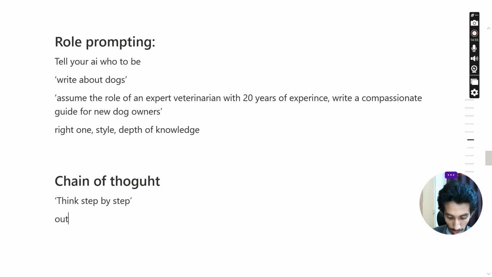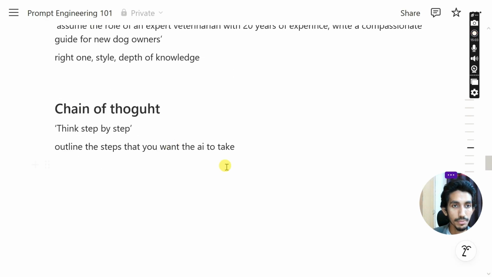We can write it down. Outline the steps that you want the AI to take. For example, you can say first, analyze this customer feedback. Second, identify the core problem. Third, suggest 3 solutions. As you can see, the structured approach actually dramatically improves the accuracy on tougher problems.